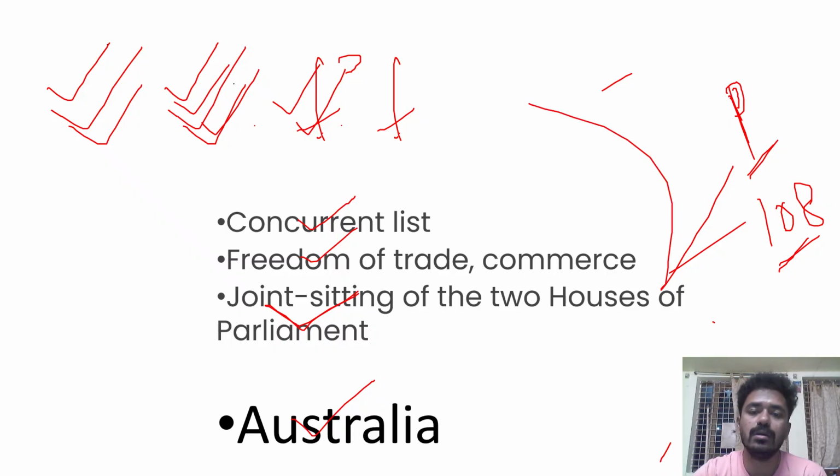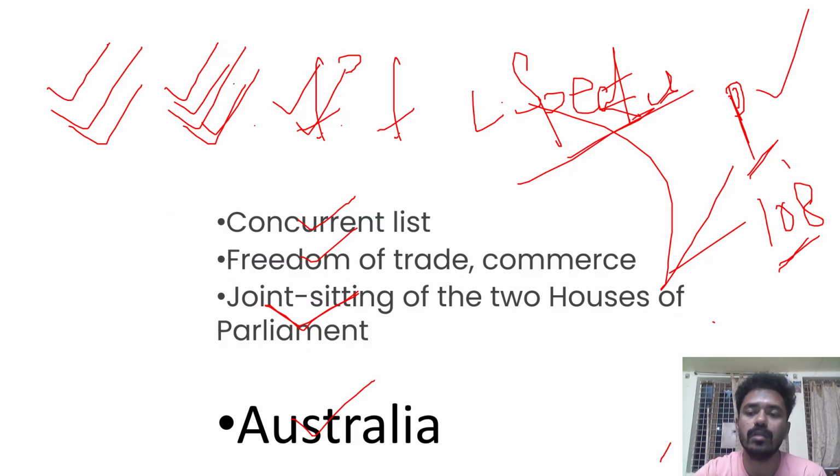And see here, who presides over the joint sitting of the two houses of the Parliament? The Lok Sabha Speaker presides over it. The president summons, article 108 is dealing with this, and the Lok Sabha Speaker is presiding over this joint sitting.